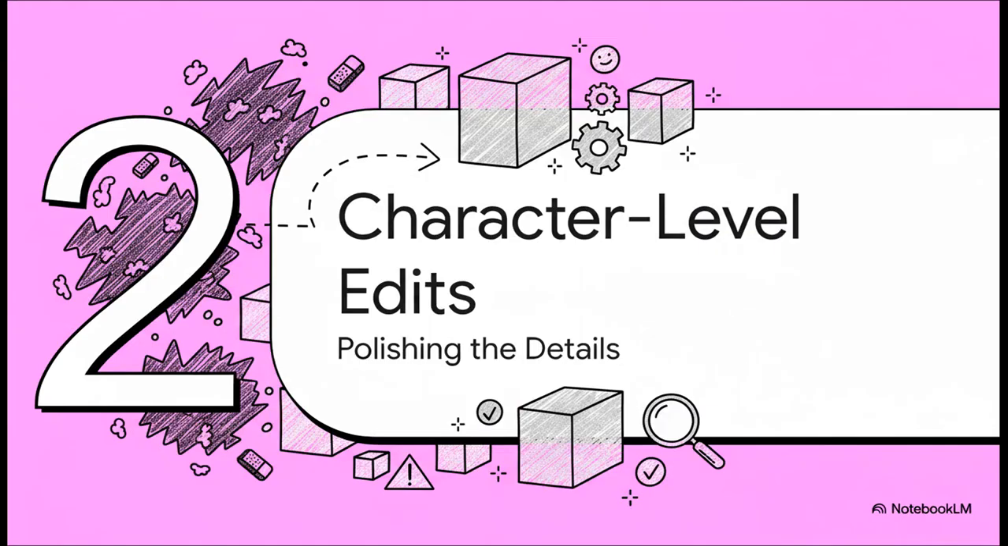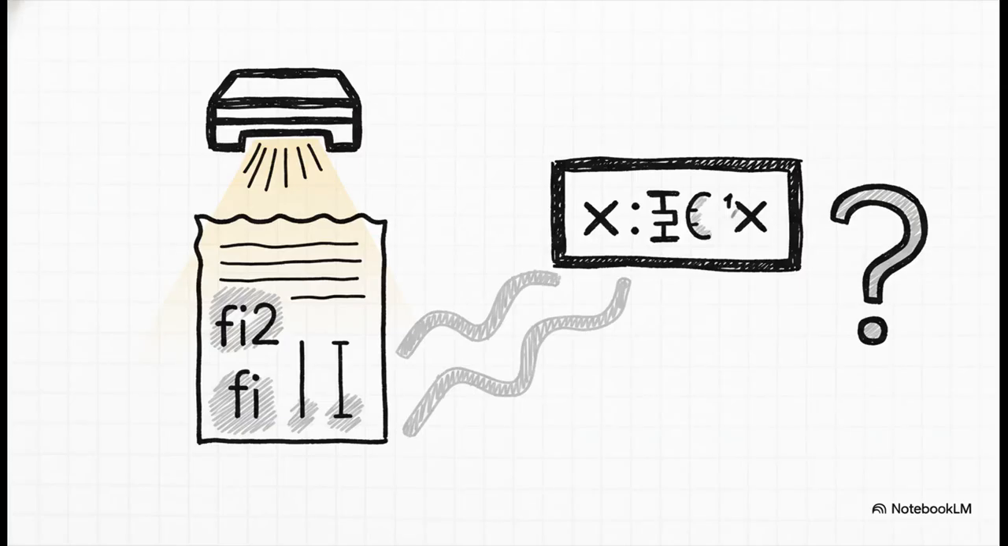Okay, so we've handled the big structural stuff. Now it's time to zoom in for some character-level refinements. This is where we start polishing the tiny details that, believe it or not, can cause some really big headaches for retrieval. So if you've ever worked with scanned documents, you know the pain of OCR, optical character recognition. It's amazing technology, but let's be real, it makes a lot of mistakes. It messes up weird character combinations, it gets confused by ligatures. It's just part of the deal.